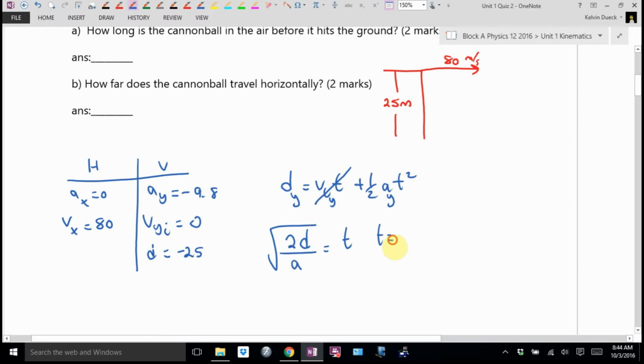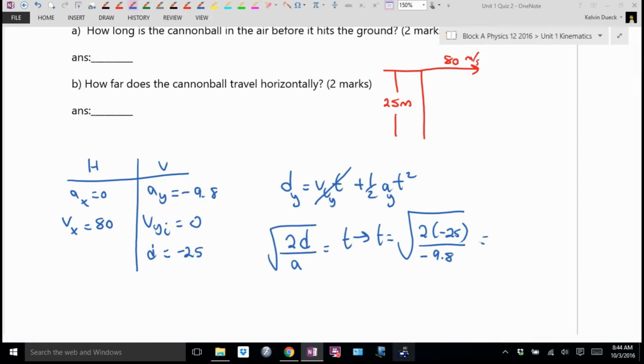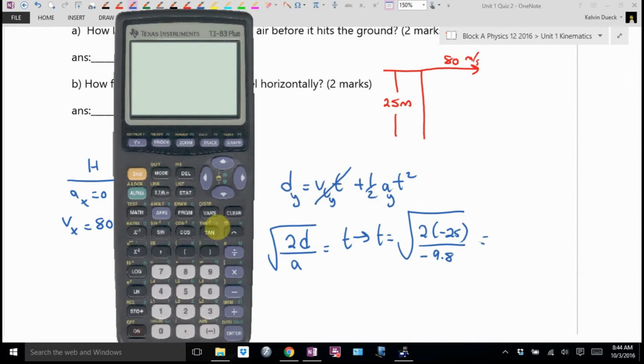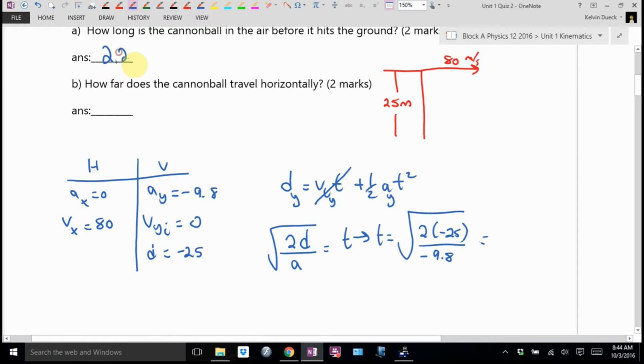I'm going to get t equals the square root of 2 times negative 25 divided by negative 9.8. Clear. 2 times negative 25 divided by negative 9.8, square root. 2.258, I'll call it 2.26 up here. 2.26 seconds. Now, if you got that right, you get 2 marks. Otherwise, I would probably give you 1 mark if I saw that somewhere.